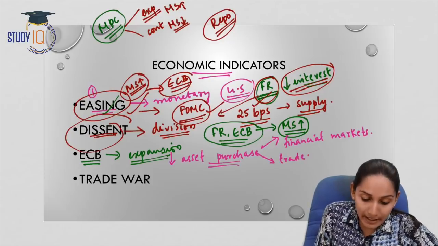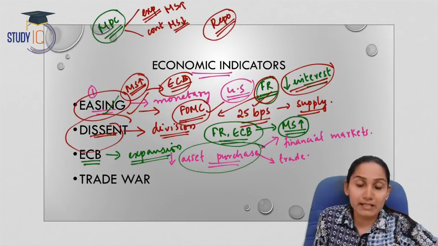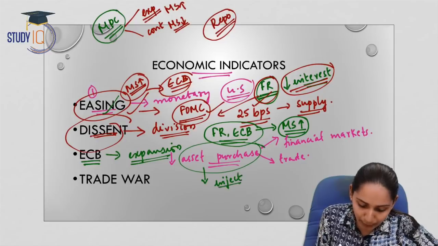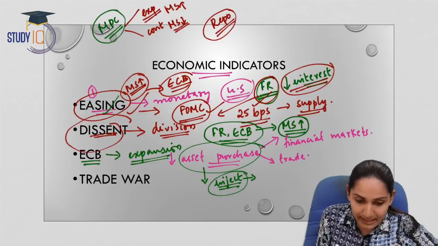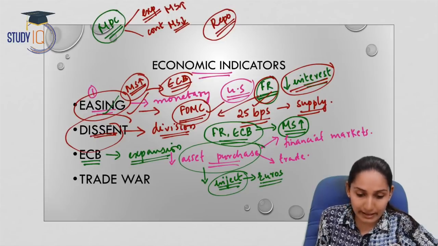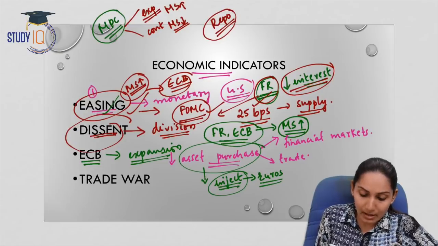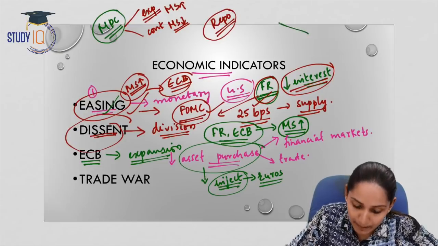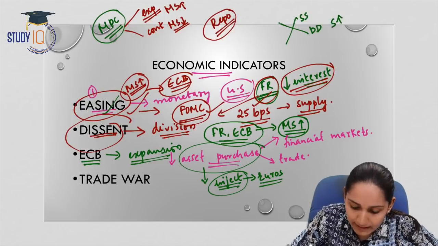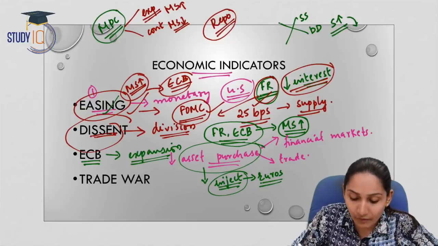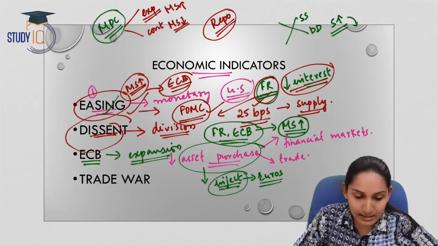Now, what is meant by asset purchase? By asset purchase, the European Central Bank means to inject more money into the economy. This implies that the supply of euros in the system or in the market will increase, and this will put a downward pressure on the exchange rate, because the exchange rate is determined by market forces of supply and demand. So when the supply increases, there will be a downward pressure on the exchange rate of any currency. So this is the situation.